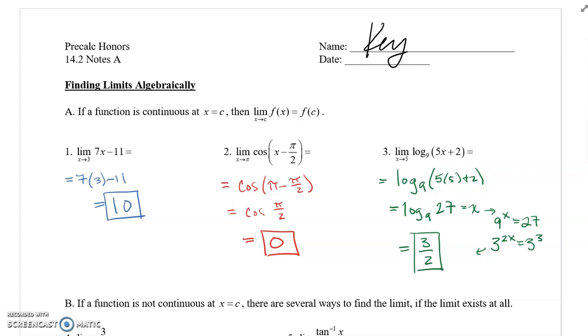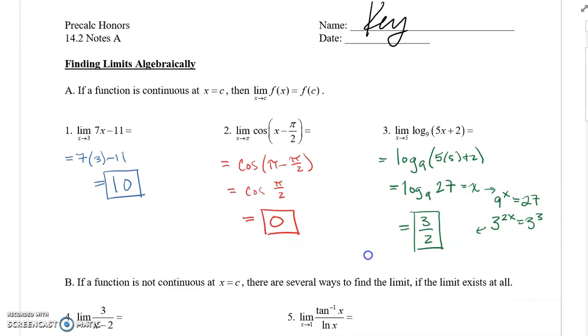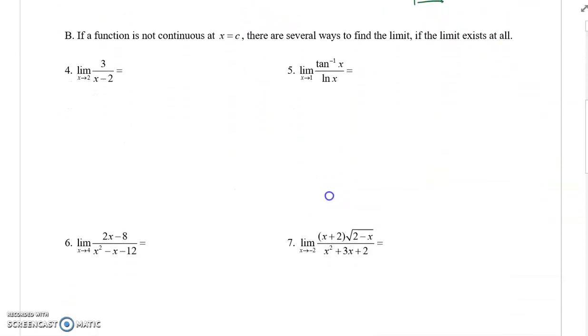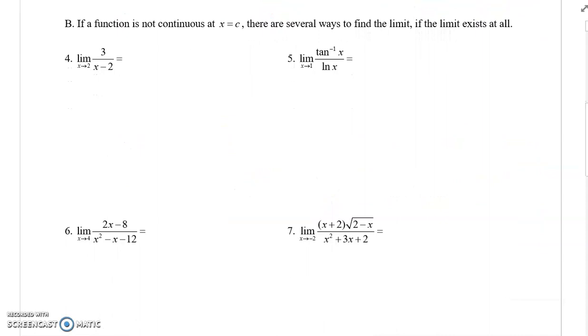So now the next major chunk, we're going to look at what happens when it's not that easy, when there are either discontinuities or other things going on that don't allow us to just simply plug and chug. So now it says if a function is not continuous at x equals c, then there are several ways. And that's what we're going to do. You really need to just follow along on these problems, and we're going to see a whole bunch of techniques. Some are easier than others, and let's have a look.